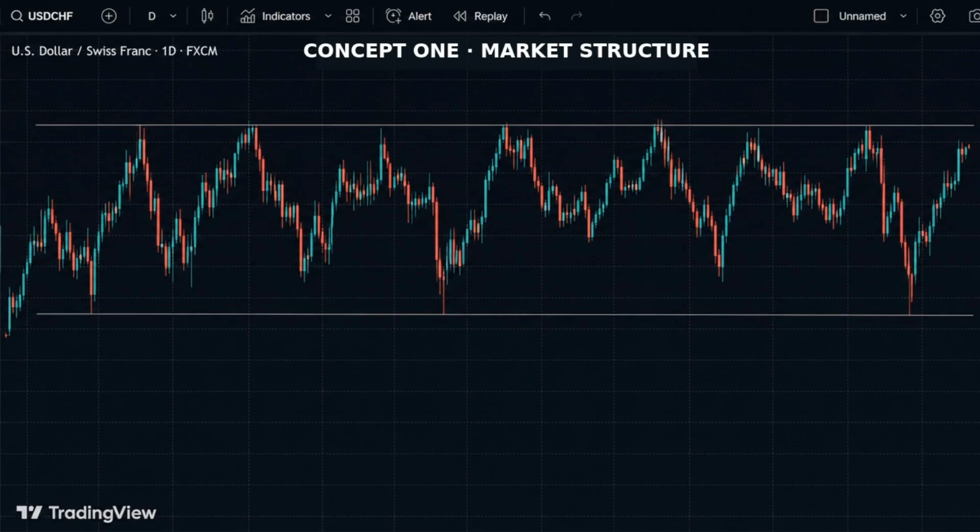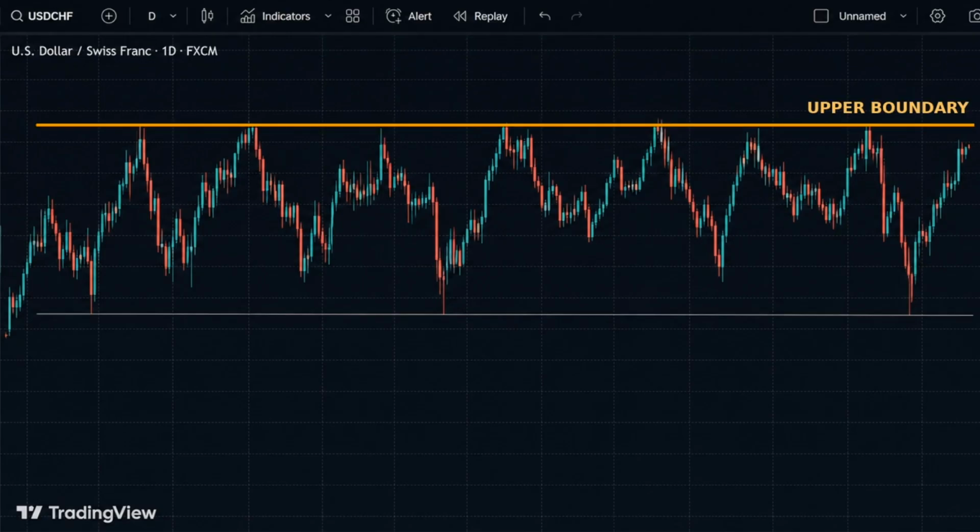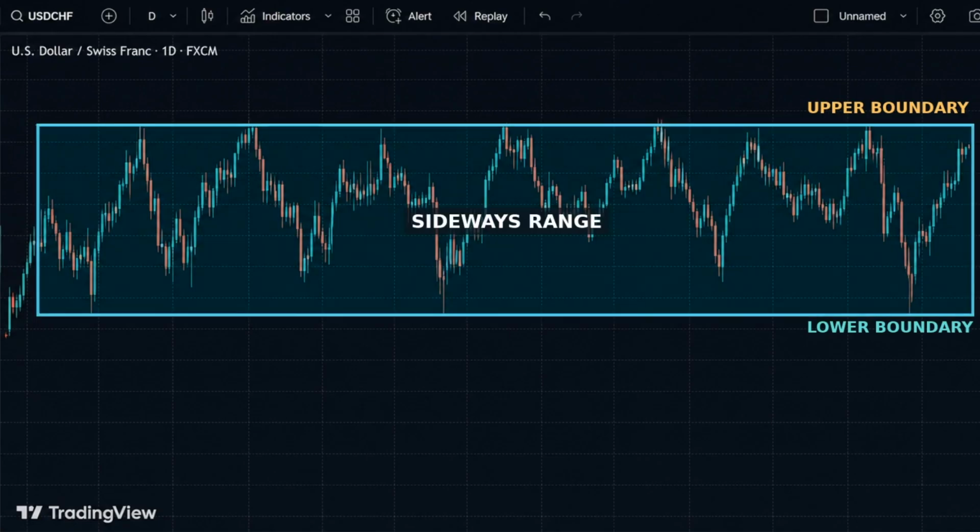The third condition is a range. In a range, price is not consistently creating higher highs or lower lows. Instead, it moves between an upper boundary and a lower boundary. This is where many beginners become confused.